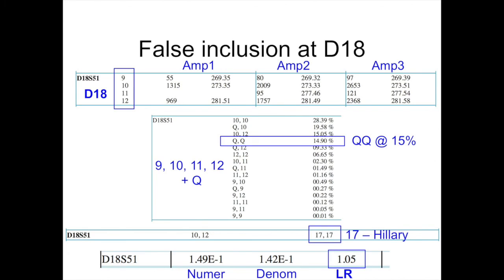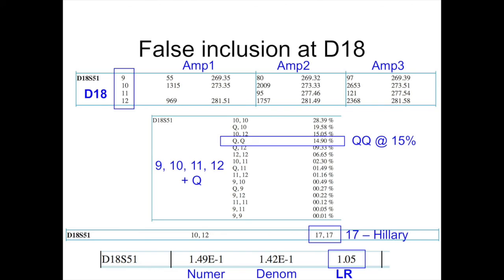It's just not there. And they gave that a 15% probability. But the bottom line is this. Hillary's genotype is a 17,17. It's not one of the alleles that they're looking at. So his genotype is not in the data that they put into their program.